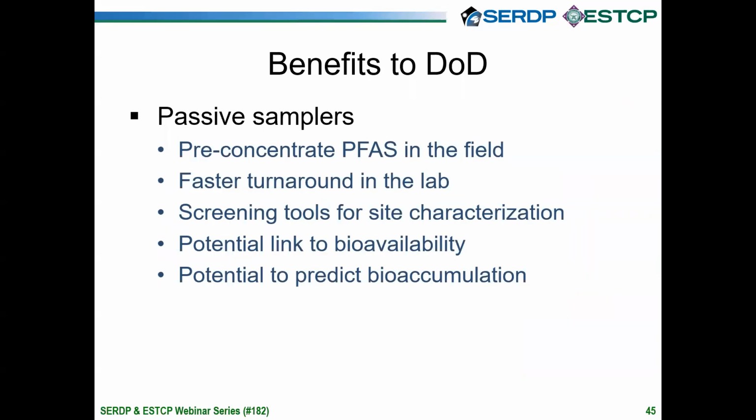And with that, benefits that we think DoD can harness from work like ours, but of course there are a lot more scientists working on passive samplers, is the pre-concentration step that's already happening in the field. It leads to a faster turnaround in the lab. We get good screening tools for site characterization, particularly by only measuring what is actually available, being dissolved. And hopefully down the road, of course, we want to link this to bioavailability, and if things work out well, of course, also then to predict bioaccumulation.